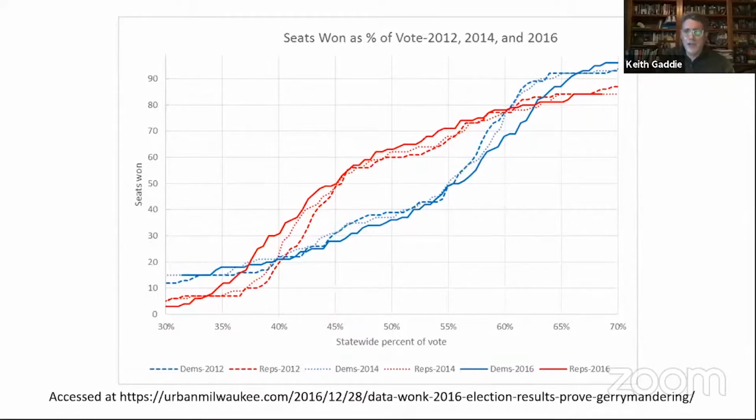It responds to changes in vote preferences, but it doesn't respond in a manner that allows both parties symmetry, the equal opportunity to elect a majority of seats based upon having the same share of the votes as a majority. Let's go to the next slide.